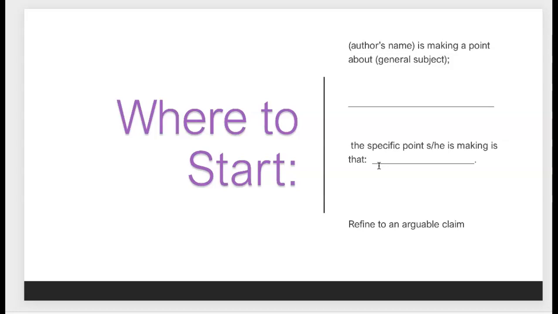So death is this unifying thing. It is an equalizing thing. So you want to think about what she's saying about some general subject and what that specific point is, and then refine it into an arguable claim. So the point she's making, what the point is, well, how does she make that point?